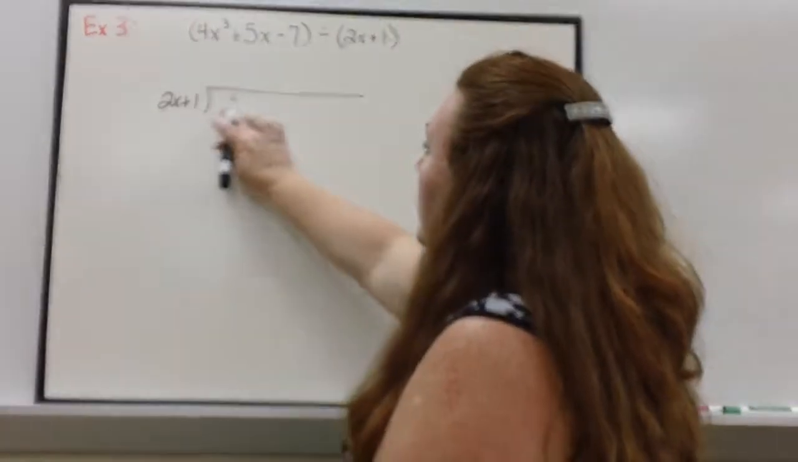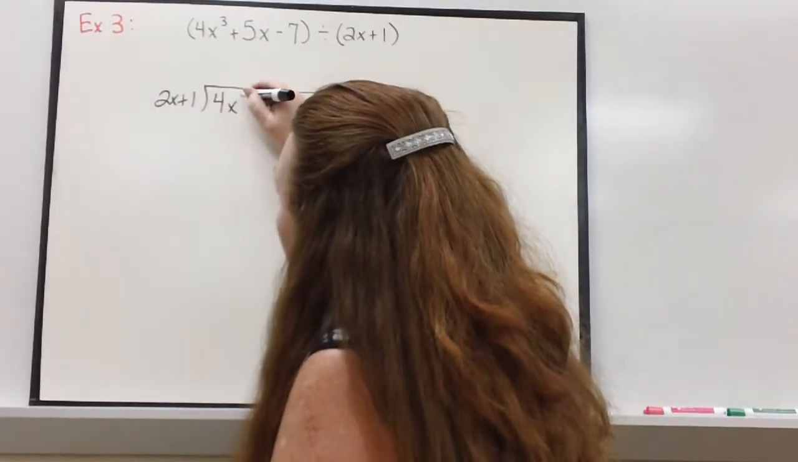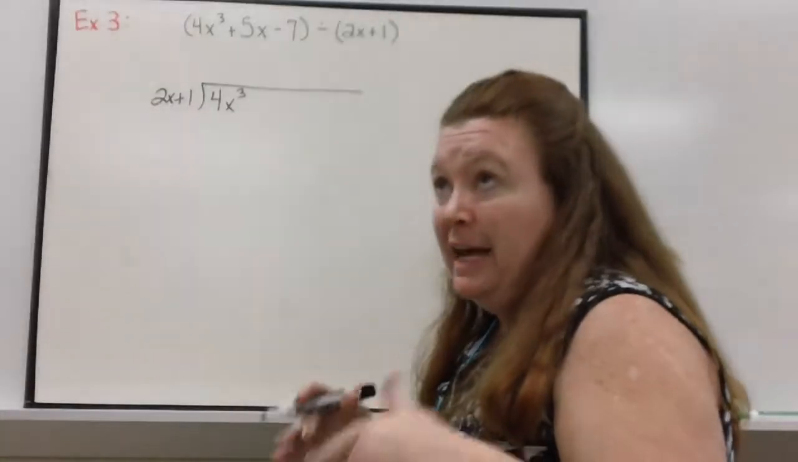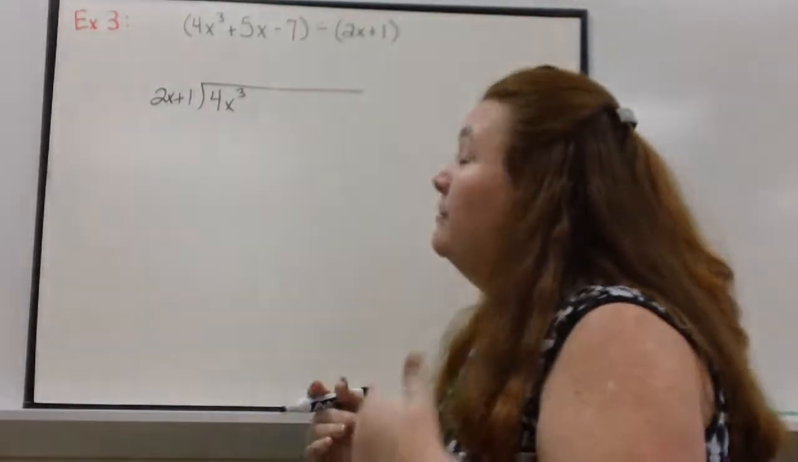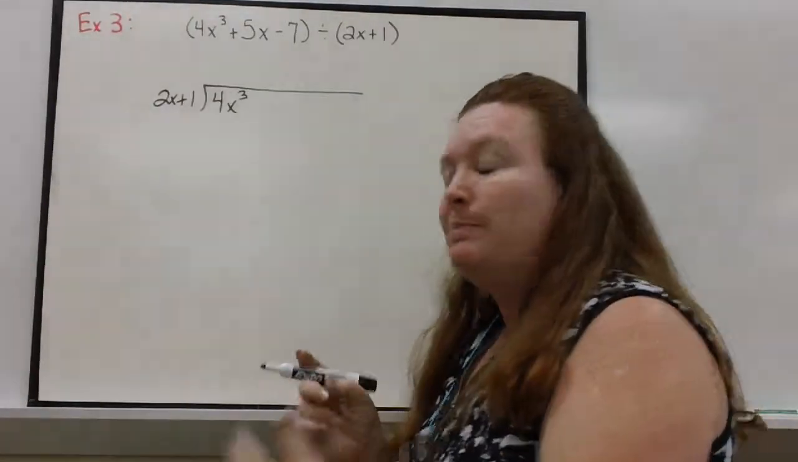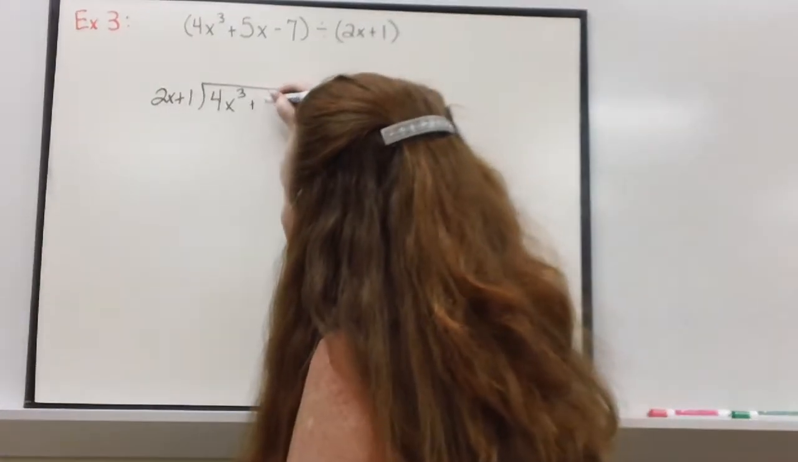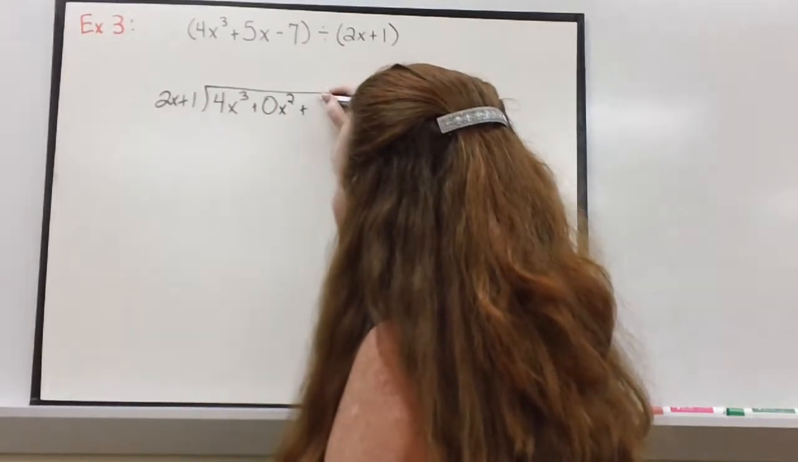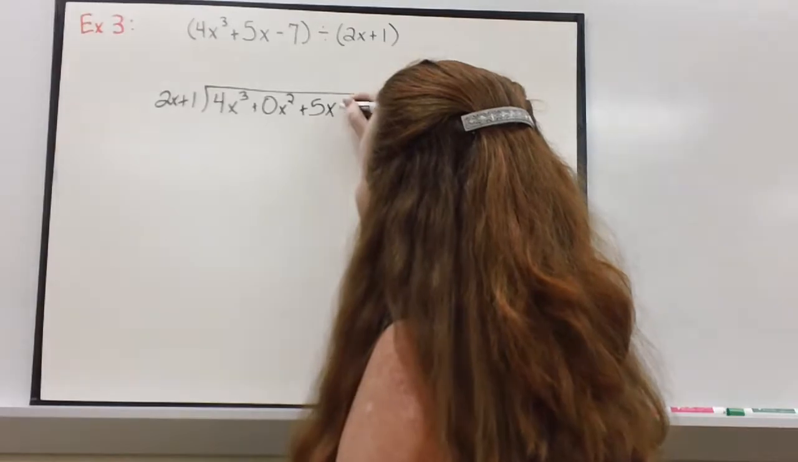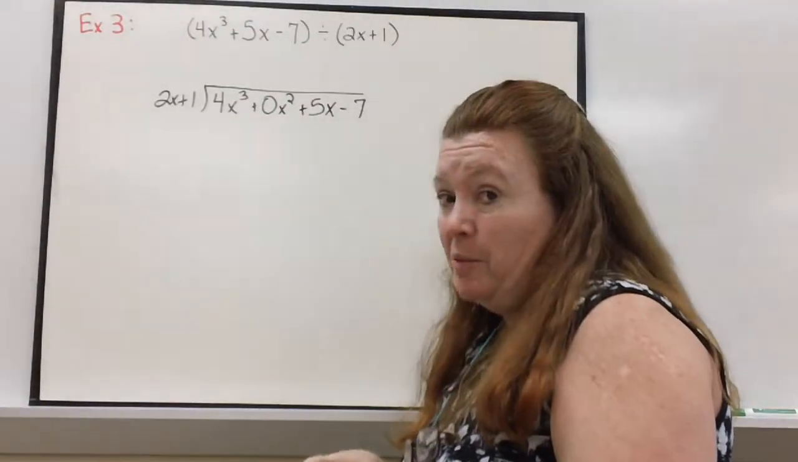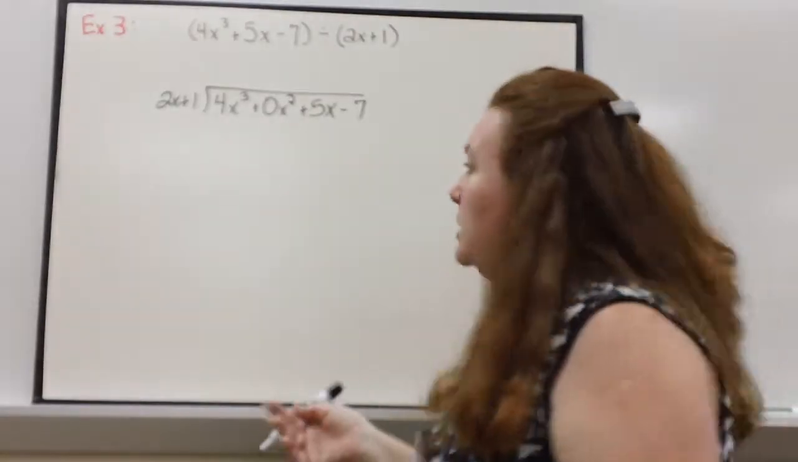So, when I am writing the polynomial here, I am starting with a 4x to the third. I do not have an x to the second power. I do not have a quadratic term. So I need to fill its space with a 0. There is no x squared. I have 5x to the first and minus 7. So now that we've set it up properly, let's do our long division.